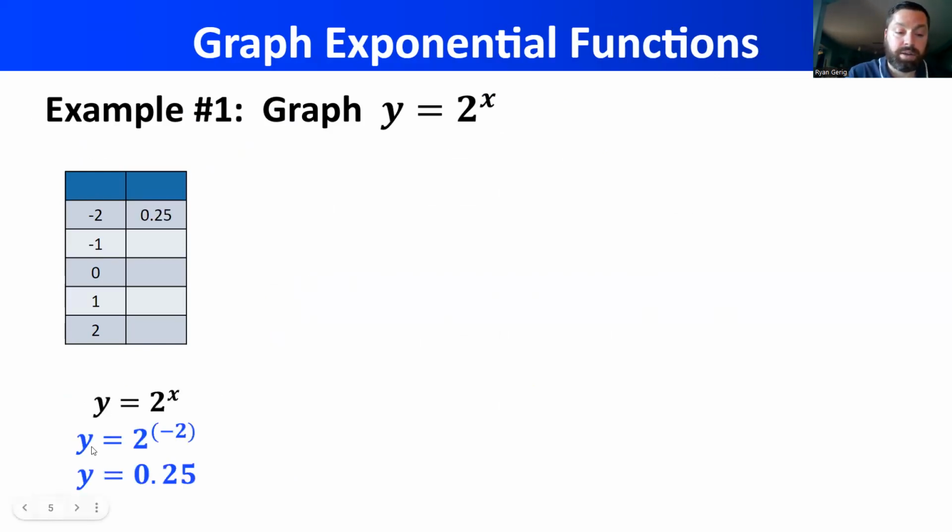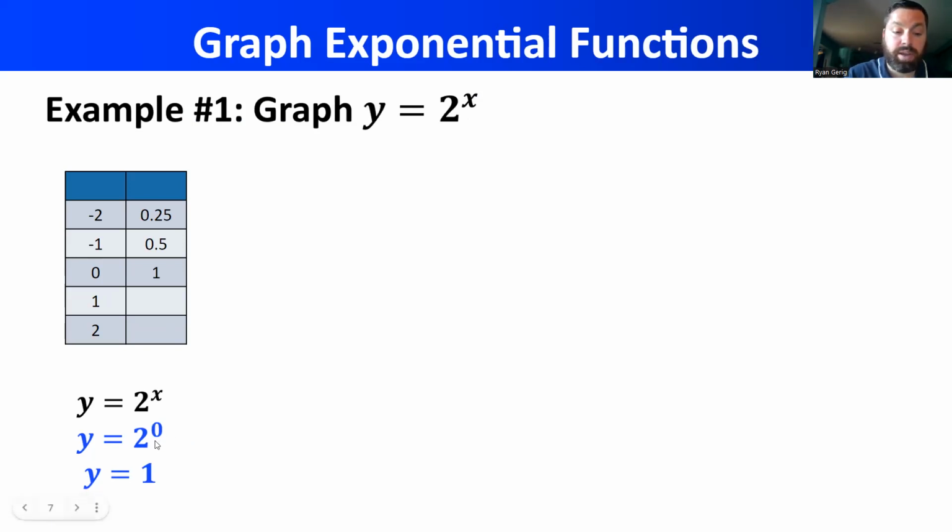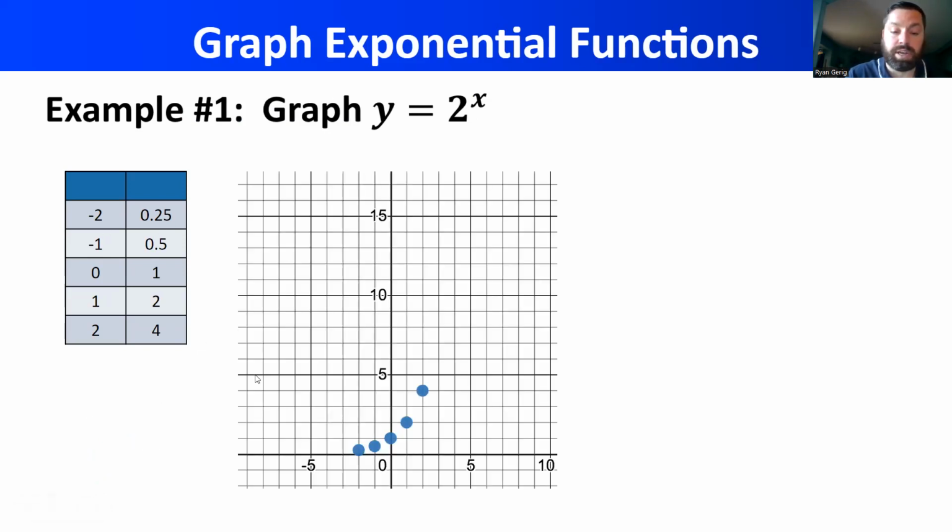So I can take -2 and put it in for x. 2 to the -2nd is 0.25. 2 to the -1st is 0.5. You can check them on your calculator if you don't believe me. 2 to the 0, remember back in the very first week, 2 to the 0 power is 1. So there you go. 2 to the first power is 2, and 2 to the second power is 4. I now have 5 points that I can put on a graph, which you now see here.